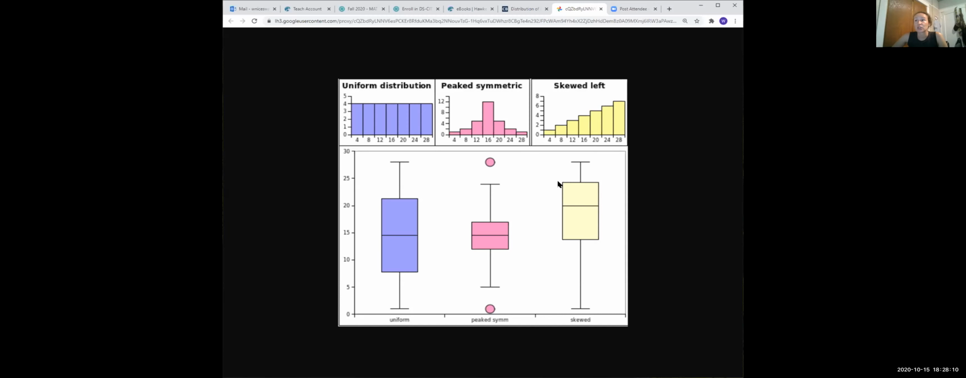And then for this third one, the skewed to the left, you can see it's got this left tail, and that's what it's showing here. Our median is way up here at 20. So half the stuff is above 20, half the stuff is below 20. But this is a big spread of data and there's not that much data here. Okay. So these are our box plots and they correspond to these frequency distributions.